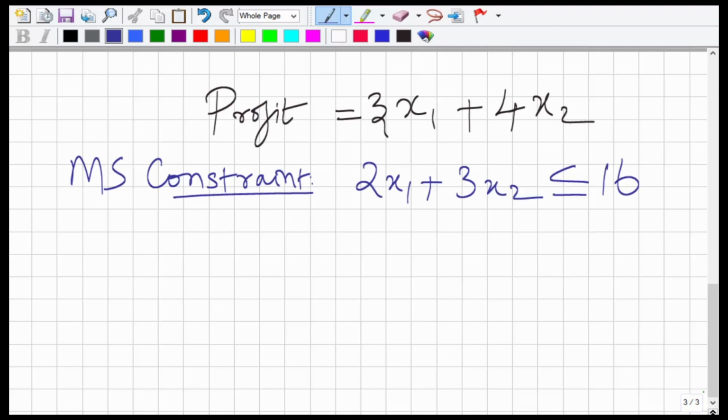But if I say x1 is 5 units and x2 is also 5 units, what happens here? 2 into 5 is 10 and 3 into 5 is 15. So both put together, manufacturing requires 25, and that is not possible because the time available is only 16. So the number of units should be produced in such a way that it is within 16. So that is constraint number 1, the machine shop constraint.